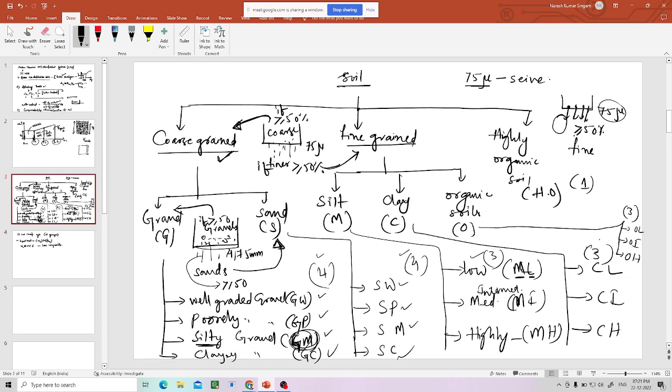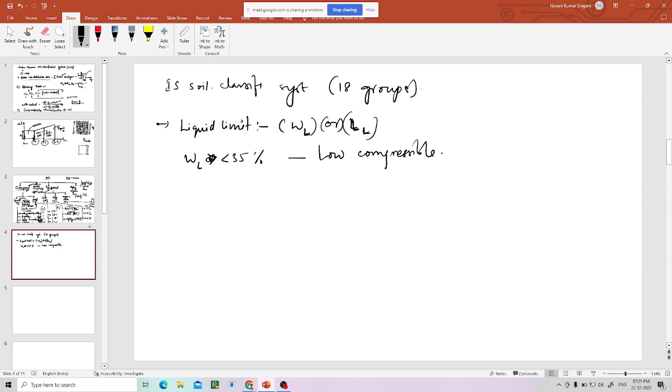Now you find out this is fine grained soil by using sieve. After finding, what you have to do? You have to find out the liquid limit of that. Then after finding the liquid limit, if you get less than 35%, you can say it is low compressible. Whether it is clay, silt or organic, that we can divide later. First, whether it is low compressible or high compressible or intermediate compressible, you can directly find out. So if WL is in between 30 to 50, that is intermediate compressible.